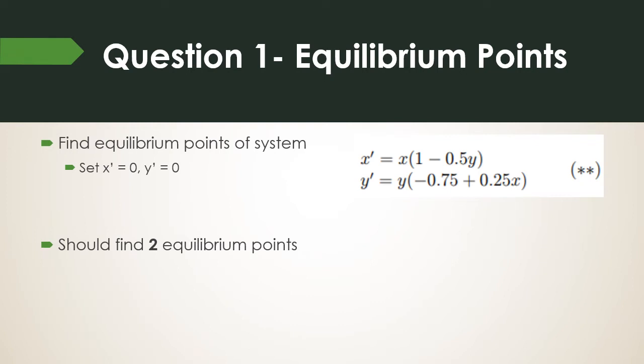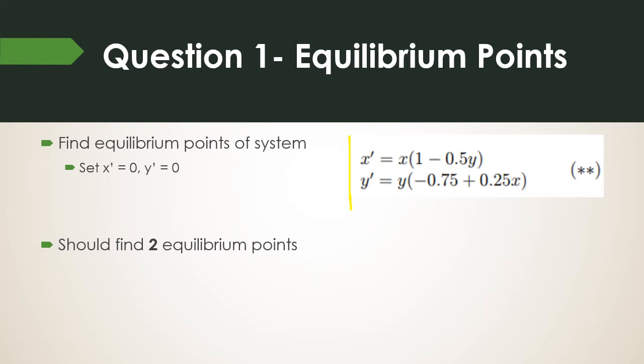All right, so let's get into the first question. The lab asks us to assume certain values for the proportionality constants, and if you take those values, we get this system over here. The first question just asks you to find the equilibrium points for this system of equations. The equilibrium points are just when you set x prime and y prime to 0. So you set the right-hand sides of these equations to 0, and you should find two different equilibrium points.